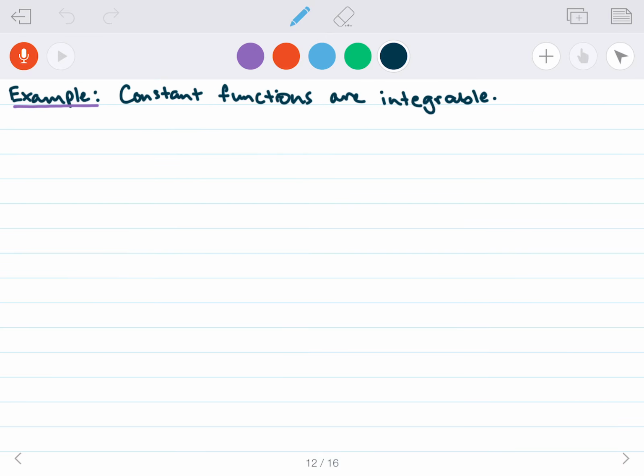So claim: constant functions are integrable, all right? So what is a constant function? Well, we know that constant functions are integrable. I mean, we know this from just our life experience. So let's say we have a constant function. This is f of x. Okay, so here's our function. Here's our x-axis. And let's say that this value is c.